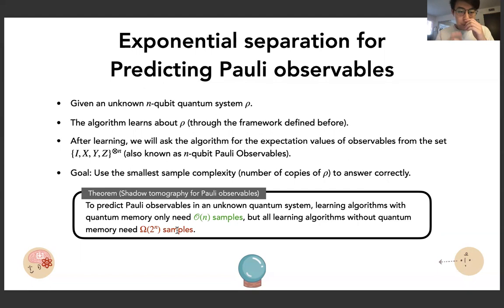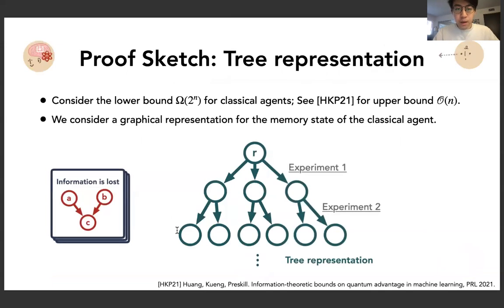Now, in order to better understand this theorem, we would like to provide a proof sketch for how one proves this result, in particular to illustrate why there is such a significant advantage for using quantum memory. The proof sketch would focus on proving the lower bound for a classical agent, that is, an algorithm without quantum memory. And for the upper bound, we refer the viewers to this paper for the quantum upper bound.